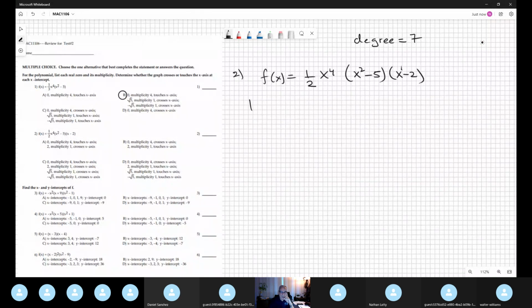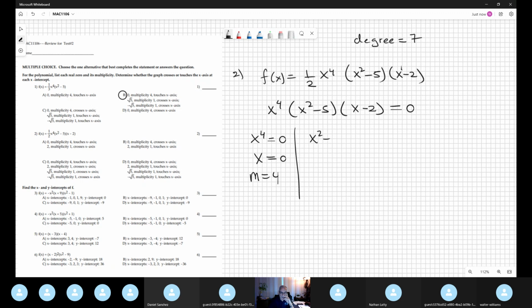We put it equal to 0, and you solve this equation. This 1/2 is totally useless. So now the first equation is x to the 4th power equals 0, which is equivalent to say that x equals 0, multiplicity 4, similar to the other part. The second is x squared minus 5, which I did before: x is equal to plus and minus radical 5.